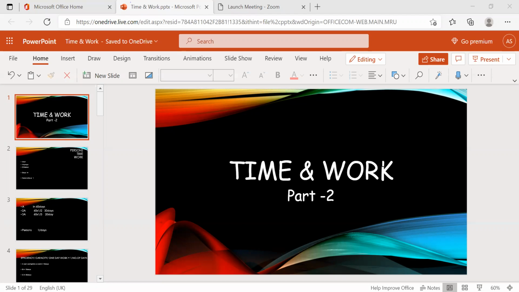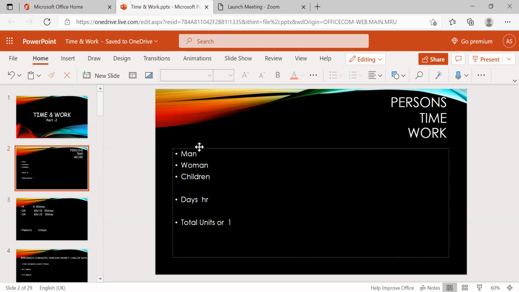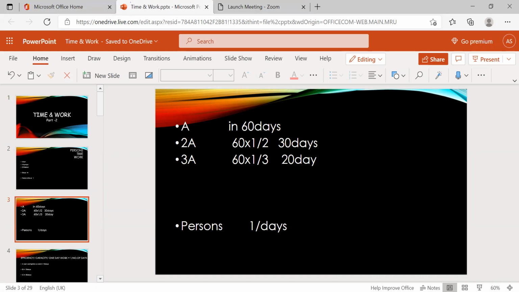We already discussed the basics of time and work, so let's just recap those basics. Here the variables are man, woman, children. These three can be used as variables like a person, and days, and hours, and total units of work is one. For example, always the number of persons is inversely proportional to the days, right?